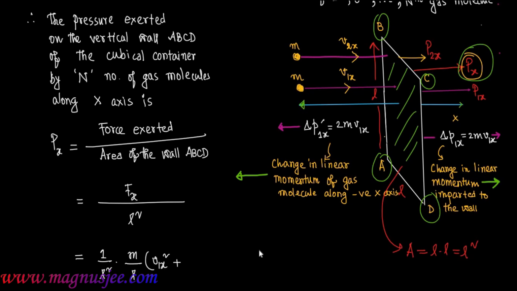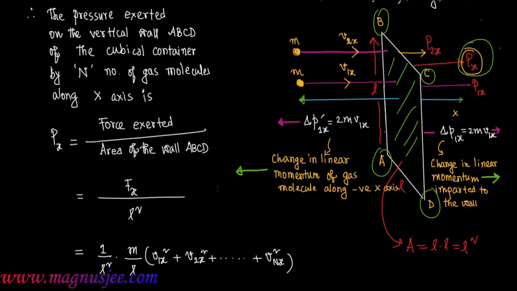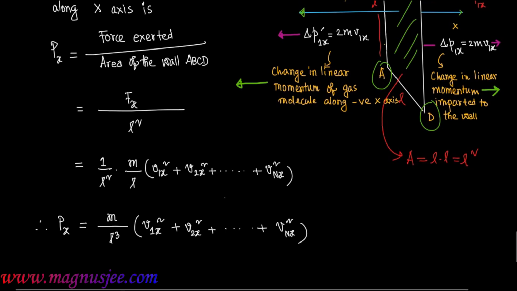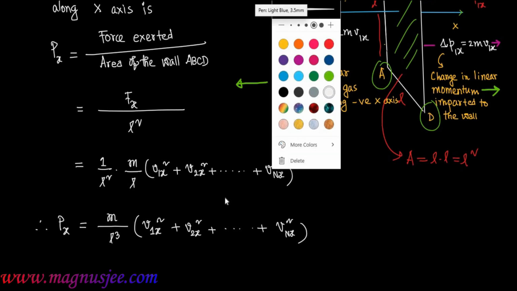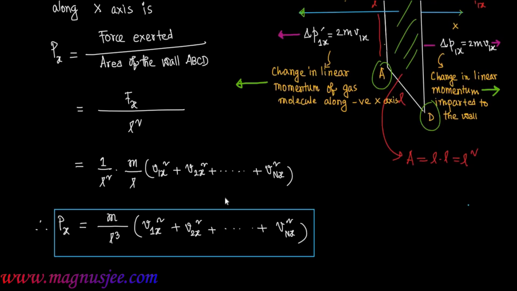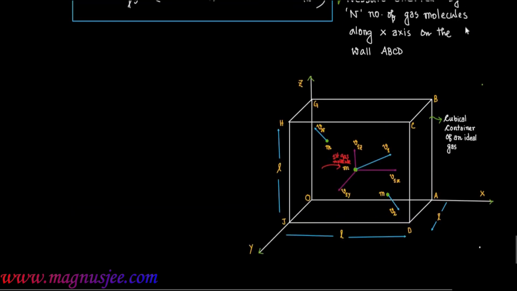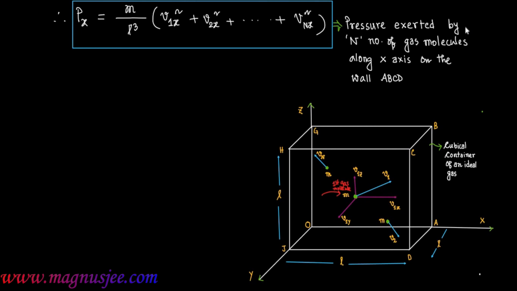Putting the expression of Fx, we get 1 by L square times m by L bracket v1x square plus v2x square plus dot dot dot plus vnx square, which is m by L cube bracket open v1x square plus v2x square plus dot dot dot plus vnx square, the pressure exerted by the n number of gas molecules. Px is equal to m by L cube bracket open v1x square plus v2x square plus dot dot dot plus vnx square, which is the pressure exerted by the n number of gas molecules on this wall ABCD along x-axis.